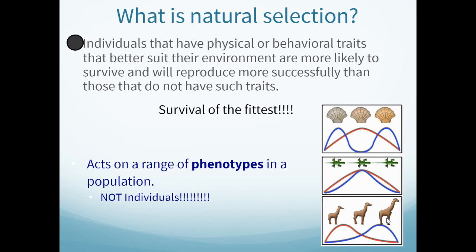The middle graph, this is stabilizing selection. This is going to choose the most intermediate phenotype. And the above one here, this is disruptive selection. In this one, we see both of the extremes are being selected for, and the intermediate is selected against.